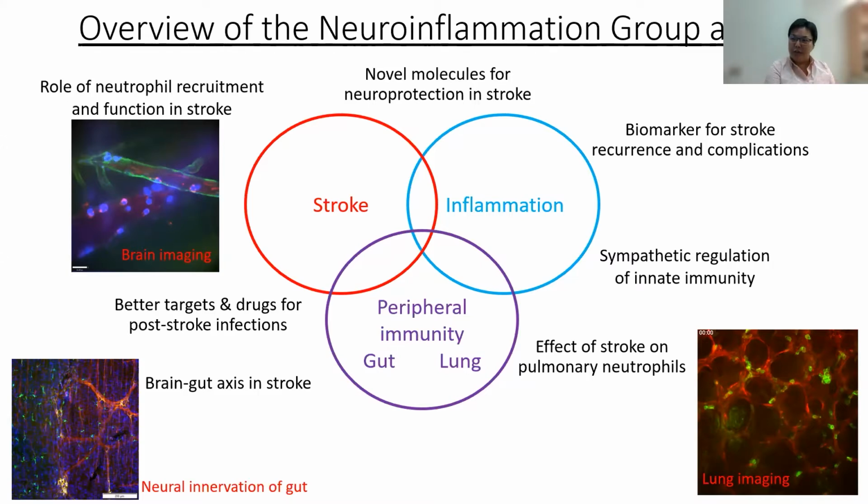And the left corner brain imaging is supposed to be a video showing immune cells trafficking in the blood vessels in the brain, and we can study this live and watch this process happening. In addition, we're starting to appreciate that patients with stroke suffer from other complications outside the brain, especially the gut and the lung. So our group is trying to understand these biological processes by using state-of-the-art imaging technology in order to discover novel therapeutics for patients.